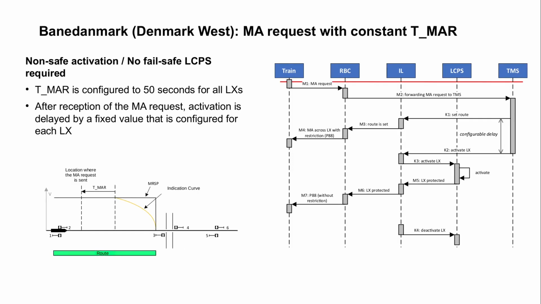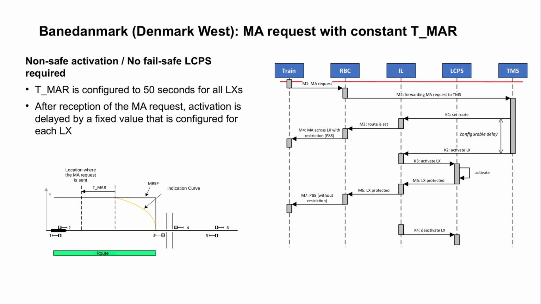At Banedanmark, they originally wanted to solve the activation in a similar way to Trafikverket. However, it's not always possible to transmit the changed value of TMAR to the train in time because of the closely spaced level crossings in Denmark. For this reason, TMAR has been set to a constant value of 50 seconds, and the traffic management system subsequently delays the activation by the remaining time. This time is configured for each level crossing, depending on the time necessary to reach the protected state. The solution described only applies to the western part of Denmark, which is equipped by Thales.